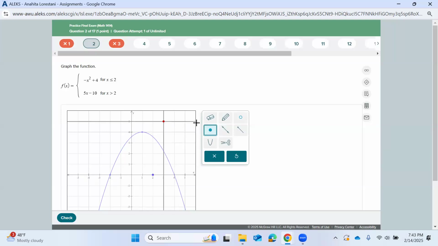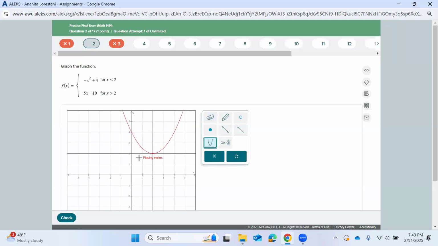Oh, it's not letting me. So let me erase it. Or rather, let me just go here and undo everything. Okay, so let's try again. So I'm just going to go to +4. That's my vertex at 4. It says put one of your points. I think you should put your endpoint. So the endpoint is at 2 and 0. That's your point. Oops.